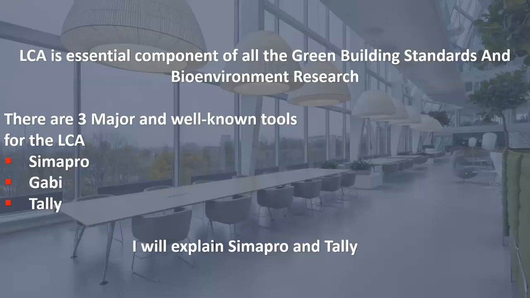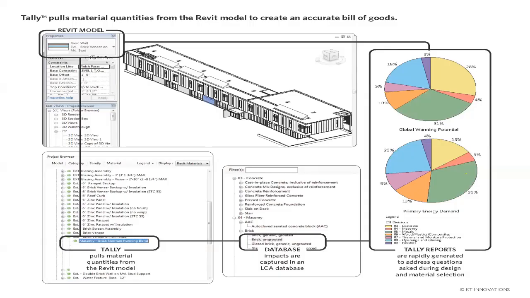This is just a screenshot of that. You can see the top left corner is the Revit model, where just the basic wall is selected, and that wall is highlighted blue in the concerned model. You can see that Tally has picked up that model and stated the masonry brick, normal running bond, and Tally pulls material quantities from the Revit model on its own. You just have to give it the command or the data. Tally has its own database, because life cycle is all about databases. BIM is just providing the platform. Otherwise, BIM has no role in life cycle analysis.